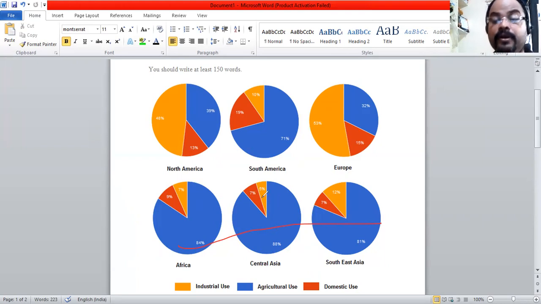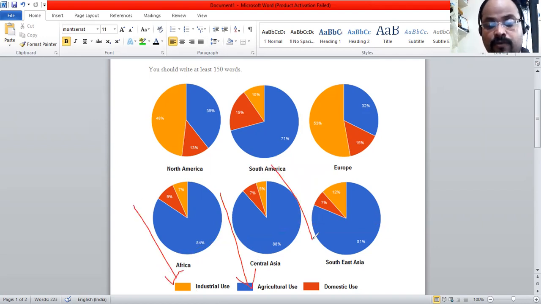So there are three particular ways we can present this task. One is based on agriculture: you give one paragraph for agriculture, one paragraph for industries, and one paragraph for domestic. This is the first format. The second is based on the continents or regions: North America, South America, Europe, Africa, Central Asia, and Southeast Asia.